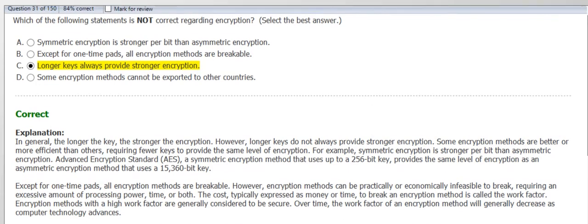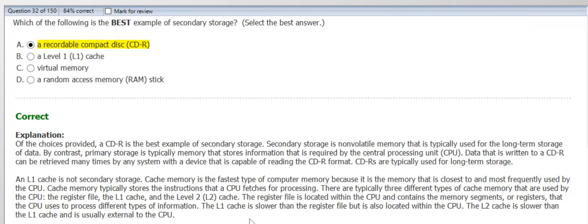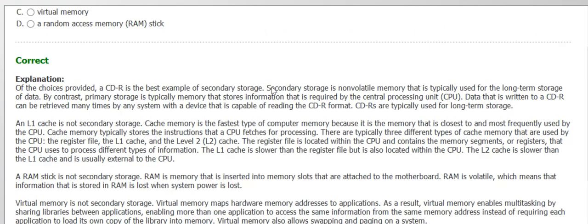Okay, let's move to the next question. Which of the following is the best example of secondary storage? Secondary storage means data is stored for a longer period of time. Is it A, recordable compact disk, level 1 cache which is used by the CPU, virtual memory which is used mostly by applications, or a RAM stick? When we talk about secondary storage, we will select option A. Let's see the answer. Yes, CD-R is the best example of secondary storage.